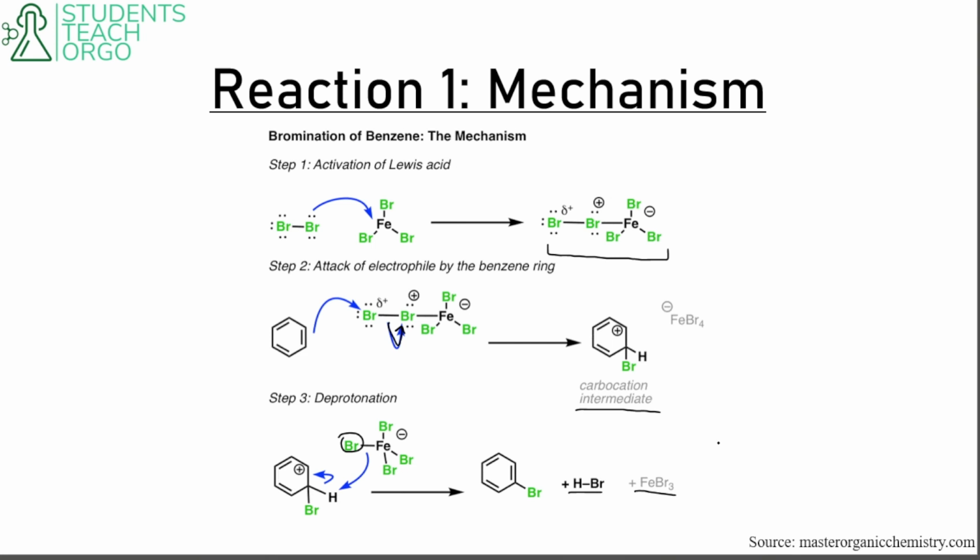So let's go through that again. First, you get the activation of this complex right here. Then you get the attack of the electrophile, with this benzene ring grabbing this bromine. And at the end, you get this deprotonation to reform the aromaticity. So this is pretty much a general mechanism for every single reaction that we're going to cover today.